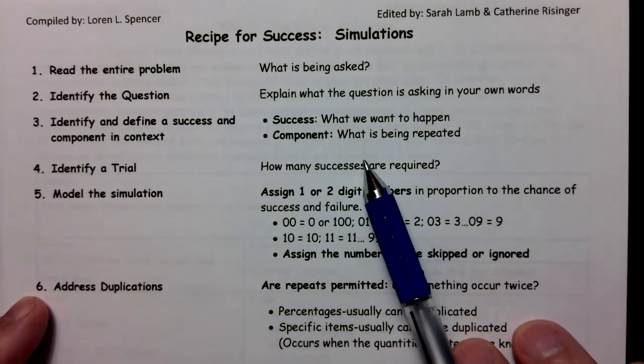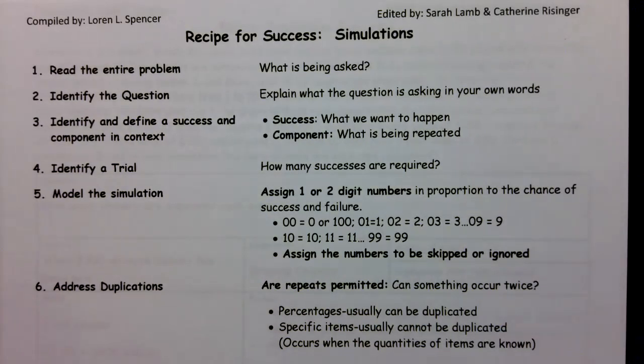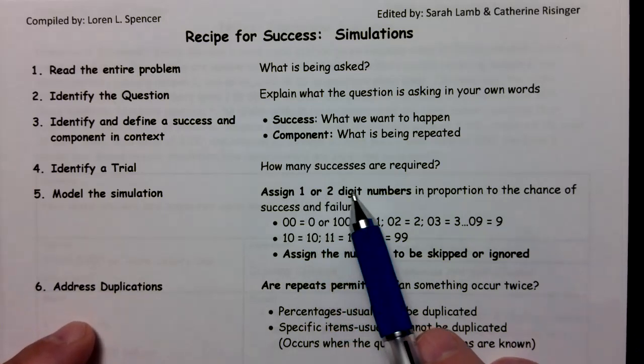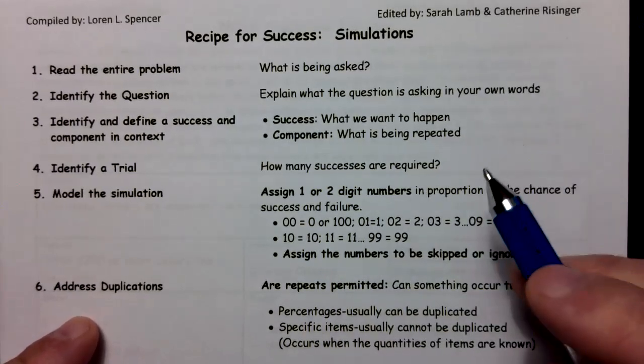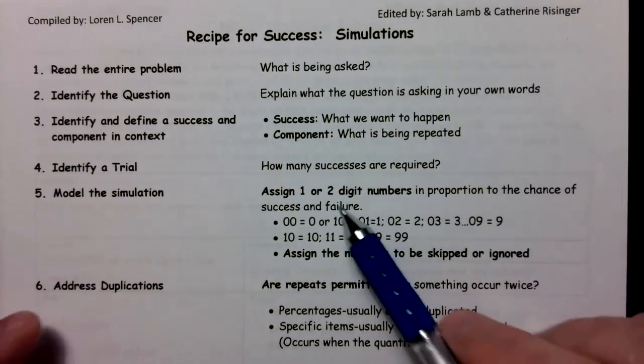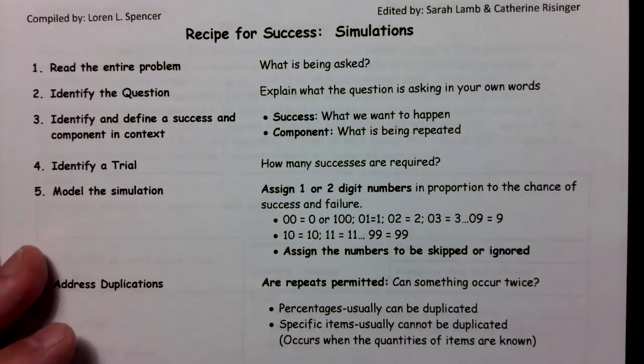Component, what's going to be repeated? Identify a trial. How many successes are required till we know when to stop? Then we're going to have to determine how many trials we're going to run. And we'll either assign 1 or 2 digit numbers. And I said before, if the numbers let us divide by 10, we can use 1 digit. If they don't, we're stuck with 2 digit.